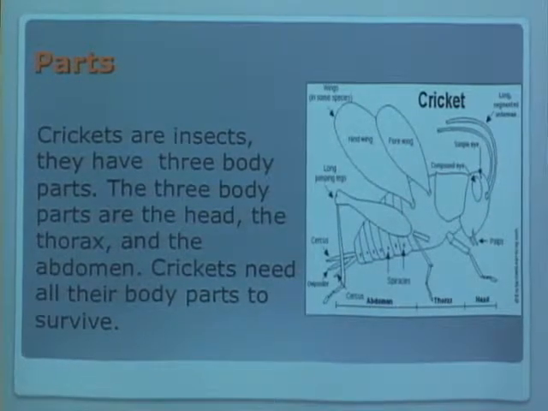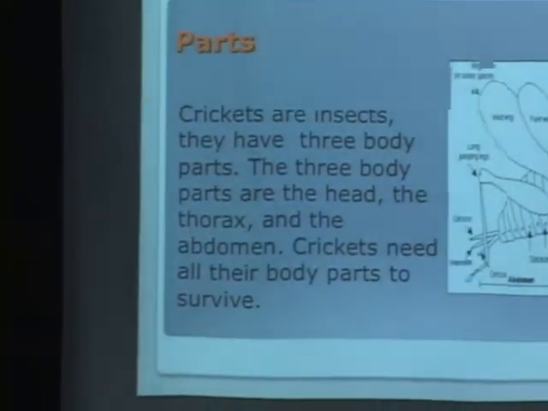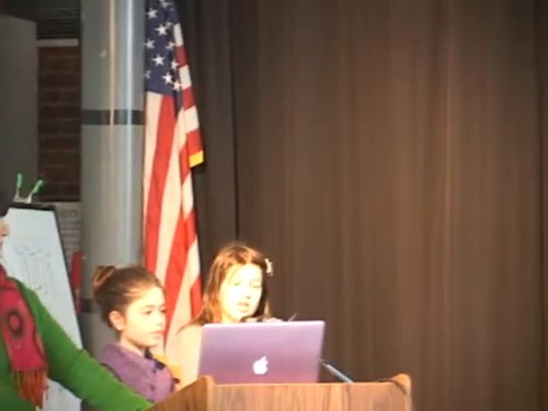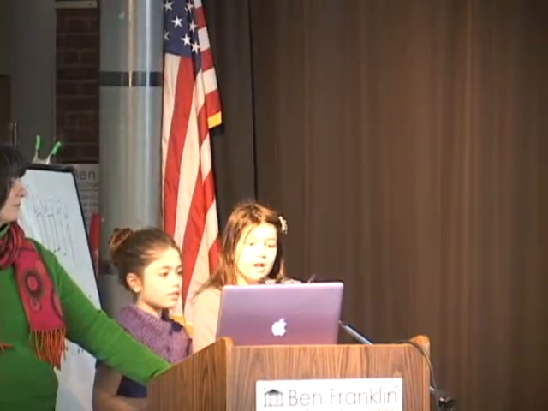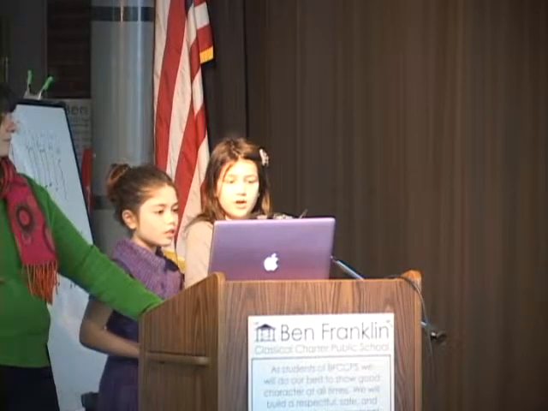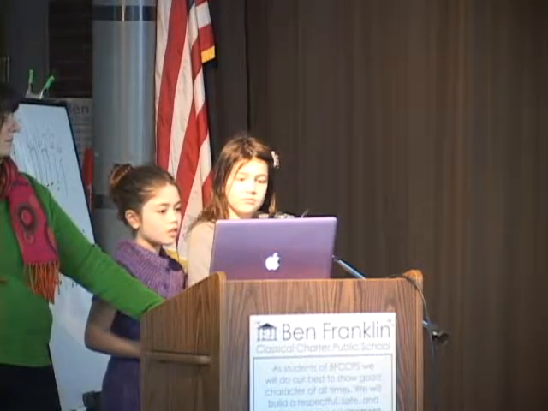Parts. Crickets are insects. They have 3 body parts. The 3 body parts are the head, the thorax, and the abdomen. Crickets need all their body parts to survive. Food chain. Grass the producer. It provides food for the crickets. The food chain is important. The cricket is the primary consumer. It is in the second stage of the food chain.